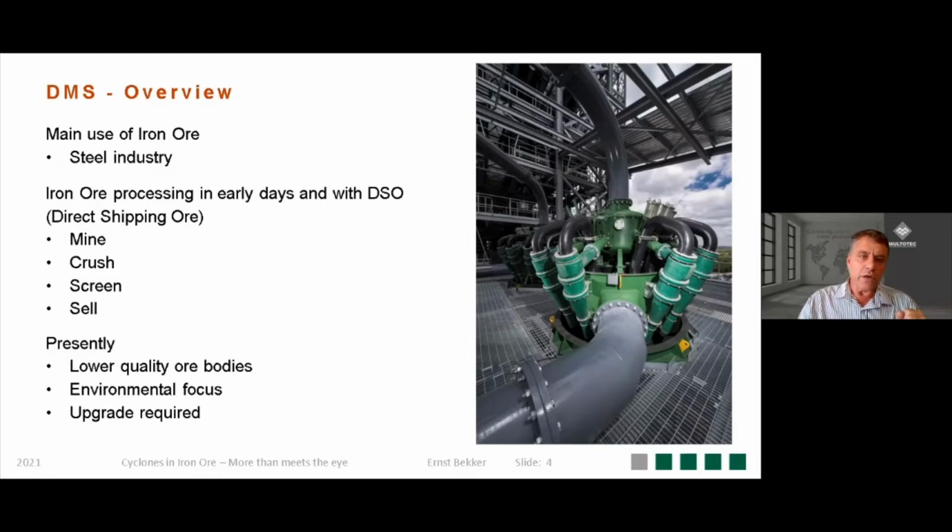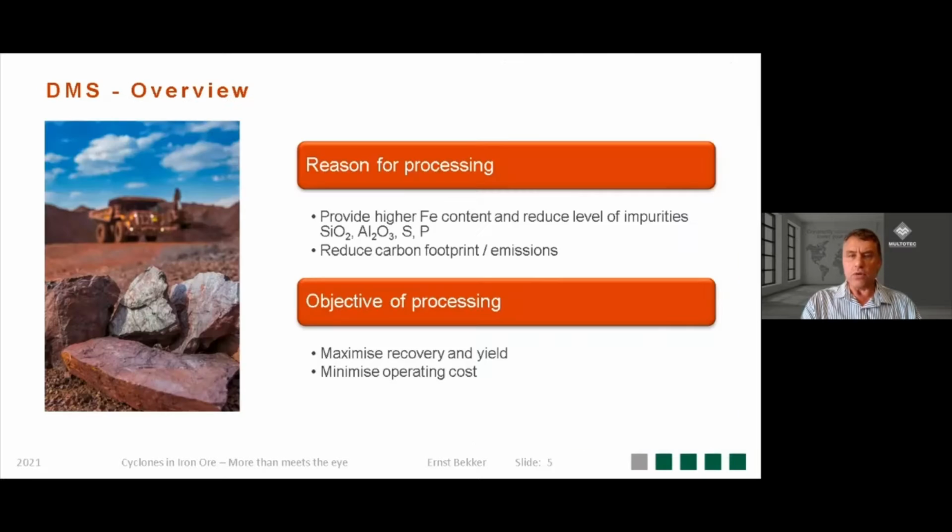So on the dense media separation, you've seen now the presentations earlier today about the history and some background on the iron ore. So iron ore used for the steel industry. Earlier processing was mining, crushing, screening and selling, and direct shipping, or as you've heard as well, is still falling in that category. But there are ore bodies that are becoming more difficult, lower quality ore bodies that need to be exploited. There's also a stronger environmental focus coming to the foreground, and therefore upgrades are required.